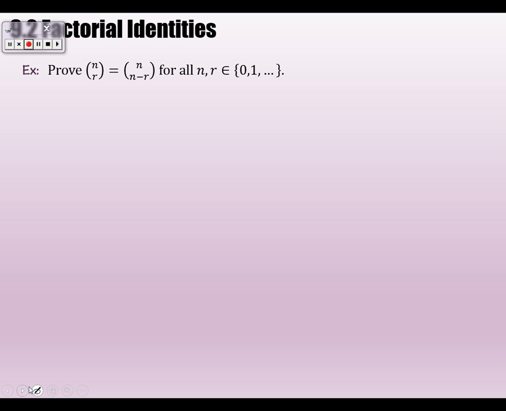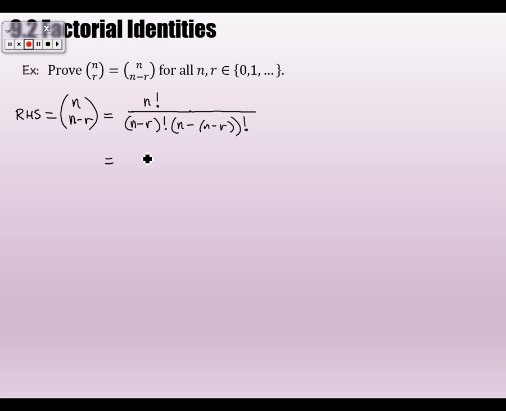Yeah, and I mean, we could make that a little more rigorous and have that be our proof too. But this is a good way to prove it too, and it's easy. So I might start with the right hand side. I don't know, just picking a side here. n choose n minus r is n factorial over (n minus r) factorial times (n minus (n minus r)) factorial, which is n factorial over (n minus r) factorial times r factorial, and that is n choose r.